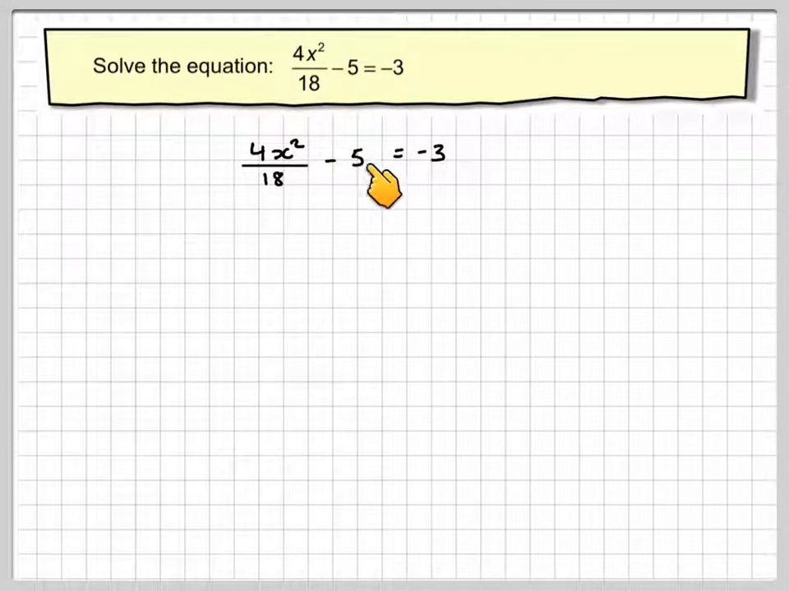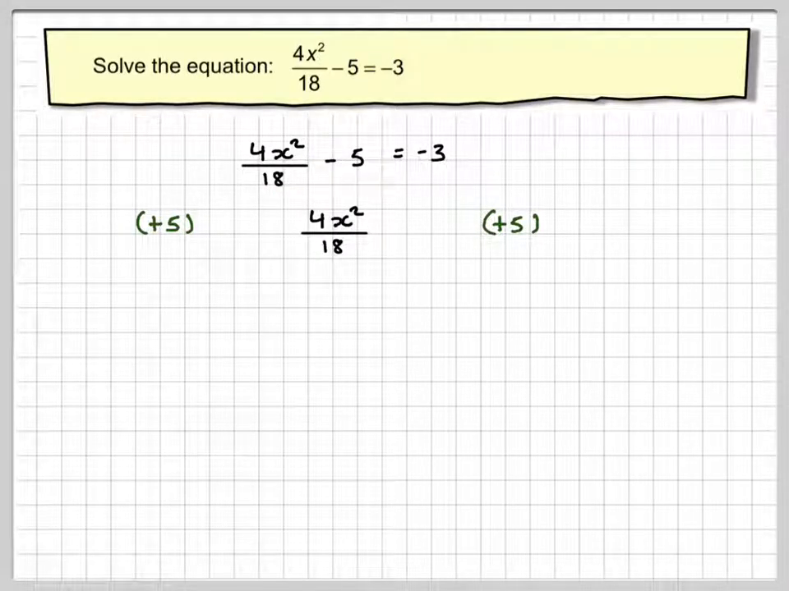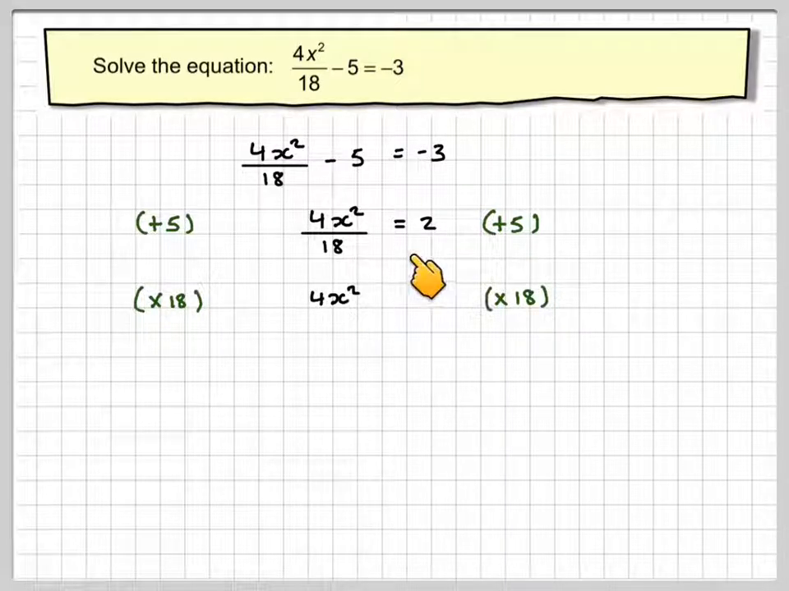So the opposite of subtracting 5 is to add 5. So if we do that to this side, we're just going to get 4x squared over 18. And then minus 3 plus 5 is going to be 2. Right, the opposite of dividing by 18 is to multiply both sides by 18. So this side we're going to get 4x squared. 2 times 18 gives me 36.